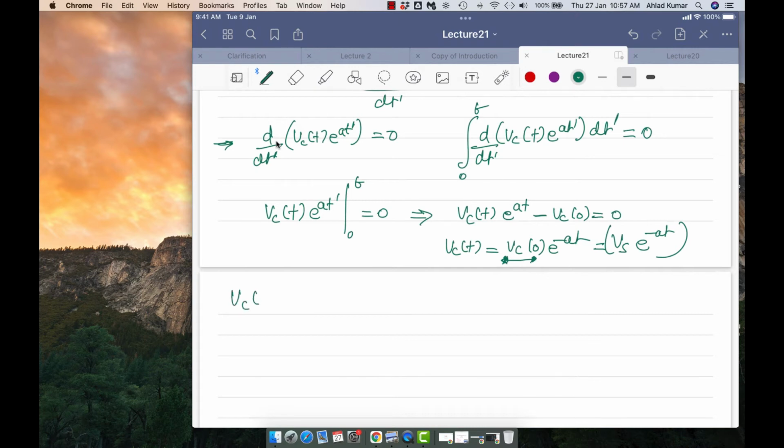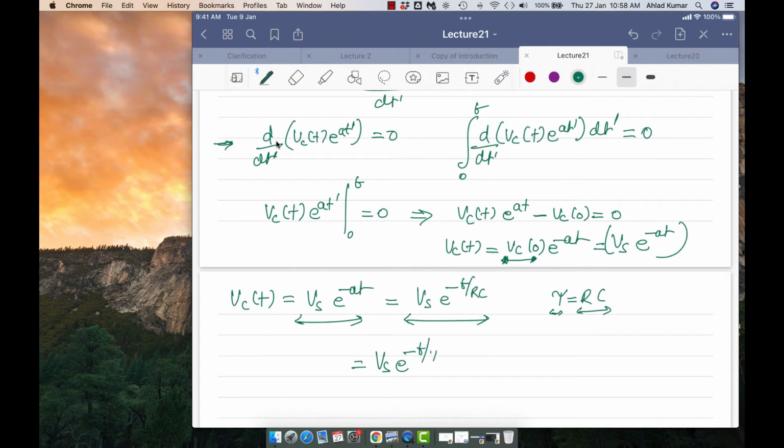So we have the general capacitor voltage as a function of time as this. And you can replace a by what? 1 by RC, right? We have replaced it. So this is the thing. And in electronics, we call RC the time constant. So this is basically tau. So you can also write it as Vc(t) equal to Vs e to the power minus t by tau.